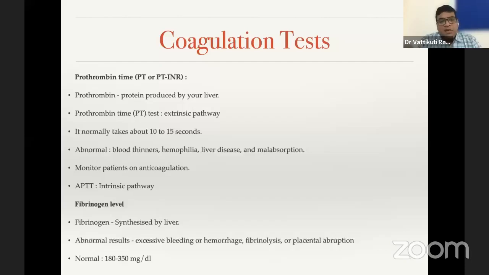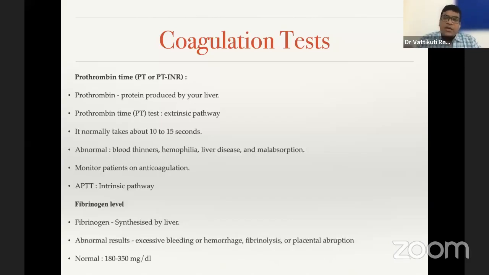And the other test you look at is the activated partial thromboplastin time, that is looking at the intrinsic pathway. So factor 7 and activation of factor 10 to factor 10A is by the PT, and the other factors, factor 13, 12, 11, all these factors are looked at by looking at the intrinsic pathway.